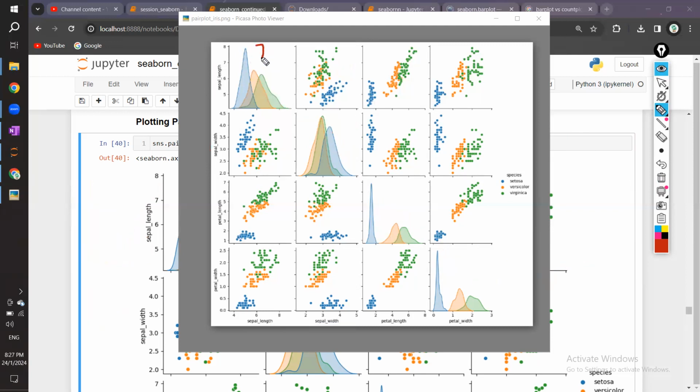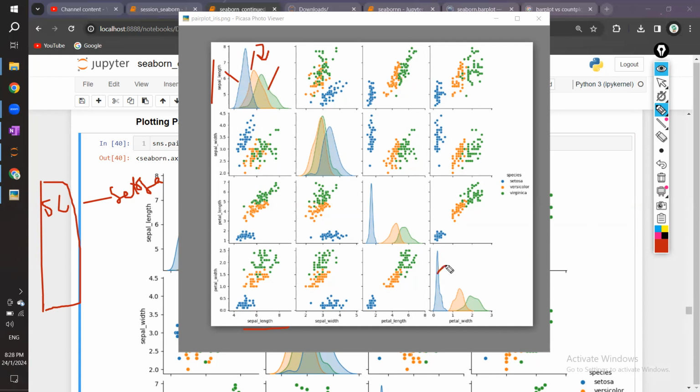This blue is the histogram of setosa, for sepal length. That means wherever you have setosa flowers, where the output is setosa, the corresponding sepal length column values form this blue histogram. Similarly for versicolor and virginica, and similarly for all the columns.